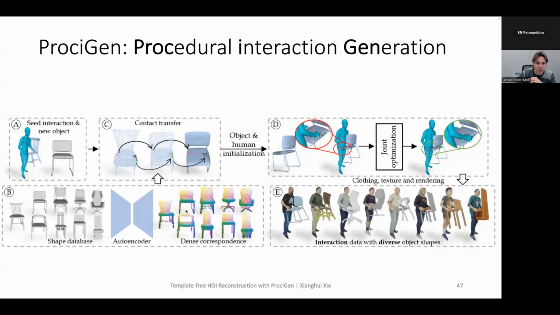Now that I have this correspondence, I can compute the contacts in the source object, and I can transfer these contacts to the target object. Given these target object contacts, I can deform the pose using inverse kinematics, and I can jointly optimize the human pose and the object in order to obtain the refined interaction. So now we have a way of replacing objects, and we can do the same for the human. We can replace the human shape and the clothing also. That's not something very complicated. Using a simple model, we can do this. And we can generate, as you can see, this interaction with a diverse set of object shapes and clothing.